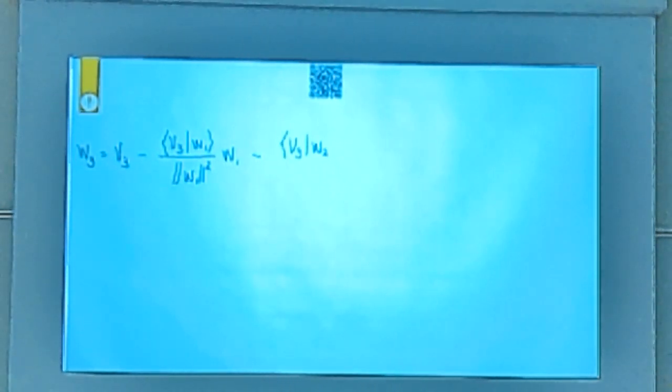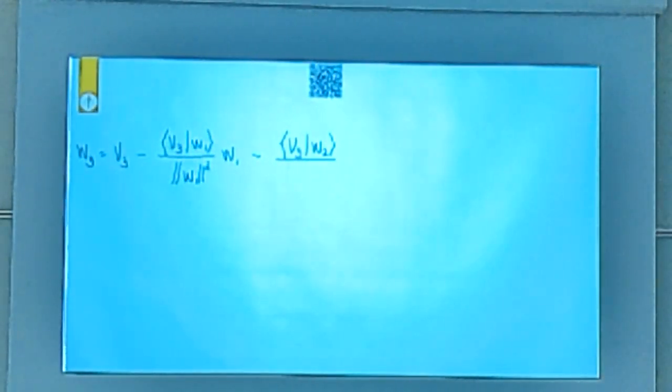All right, that was W2. We need W3 now. It's V3 minus the inner product of V3 with W1 over the norm of W1 squared times W1, minus the inner product of V3 with W2 over the norm of W2 squared times W2.